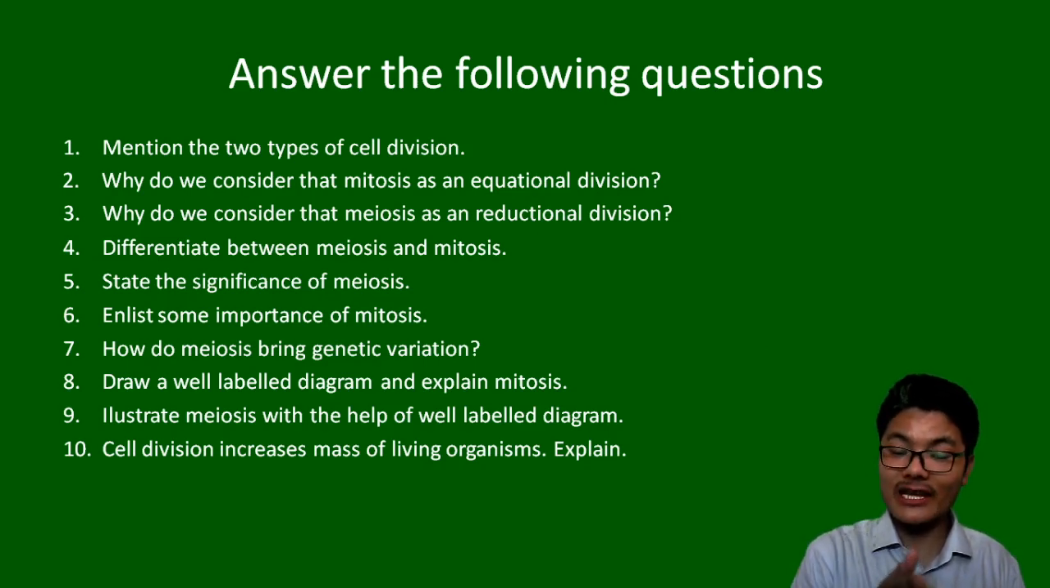This is mainly related to mitosis, as the mass of the living organism is mainly associated with the body. Body cells undergo mitosis, and if there is division of the cell, there is accumulation of more cells in a body, and in a way we are growing older and older. So you have to explain all these and try to answer these questions.